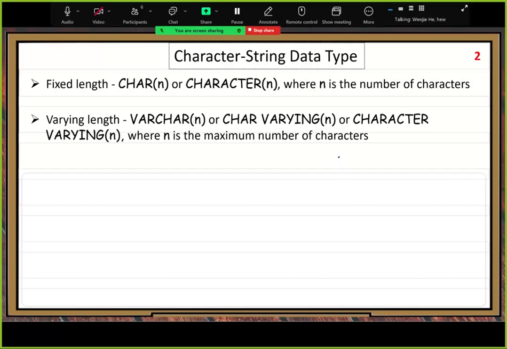Varying length is different. With varying length, you do not pack, not like fixed, because it is not fixed. Sometimes you use more characters, sometimes fewer. VARCHAR, variable, parenthesis of n, or some other ways, but this is the most commonly used because it is shorter and easier. N is the maximum number of characters. With fewer than that number, you do not pack.